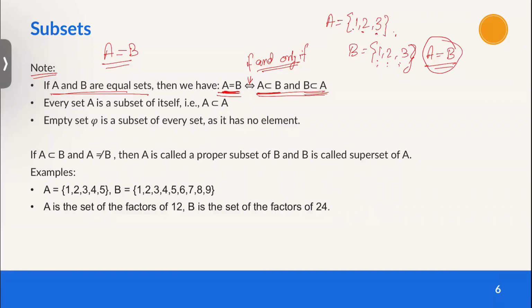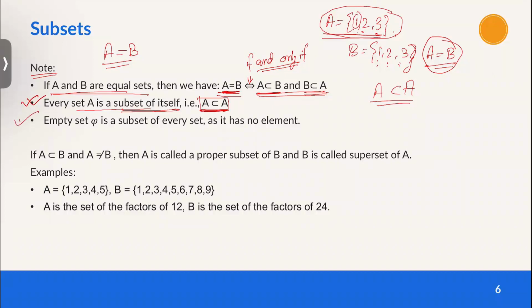Okay. Now, the second point to note is every set A is a subset of itself. So if we have this set A, then A will be a subset of itself A because all the elements which are in A will be an element of that set itself, right? So A is a subset of A. Understand it very clearly. So we have a set A and we take one element of that set A. If that element belongs to A, it also belongs to that same set A. So this says that every set is a subset of itself.